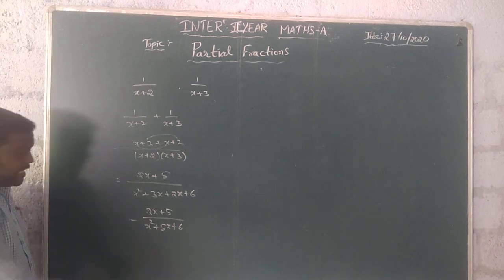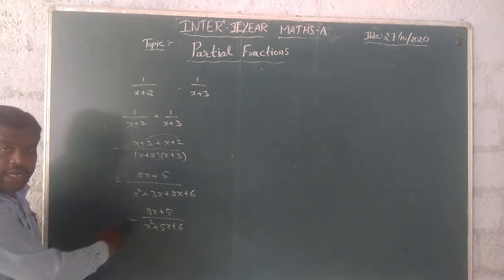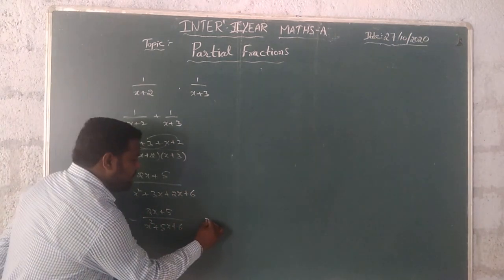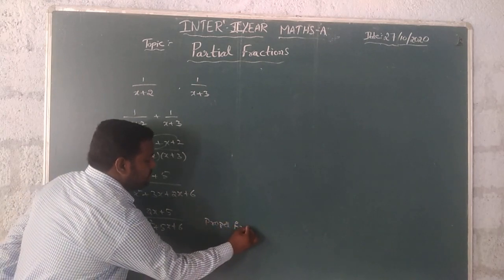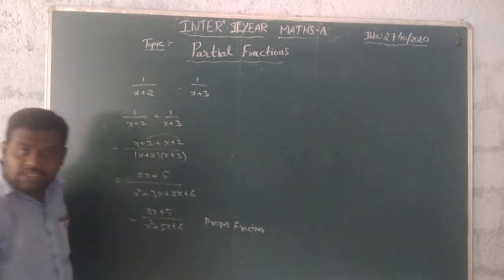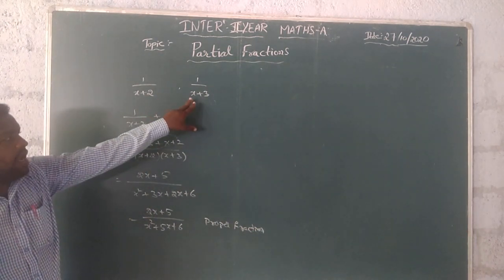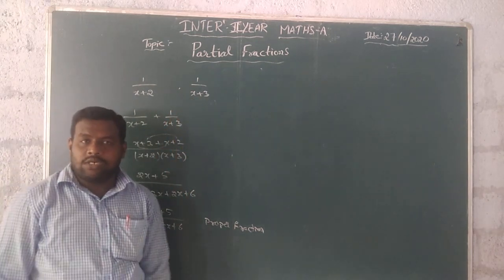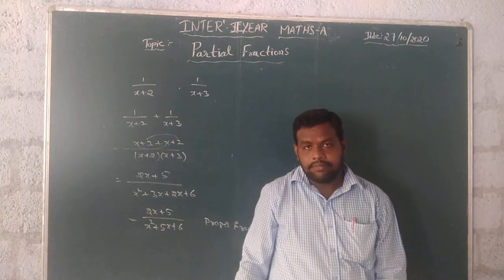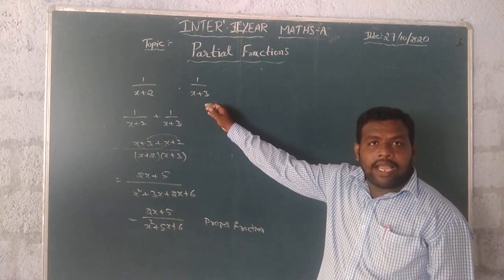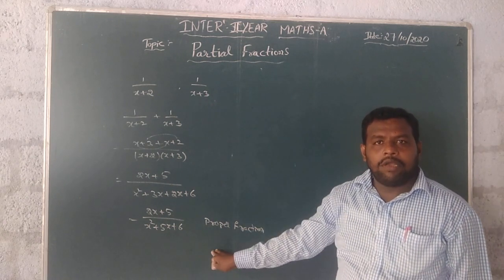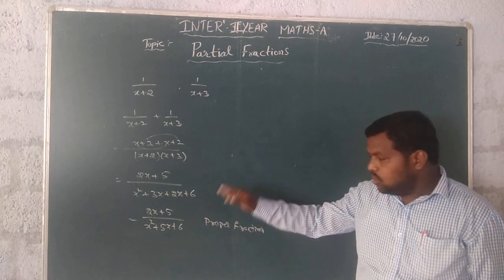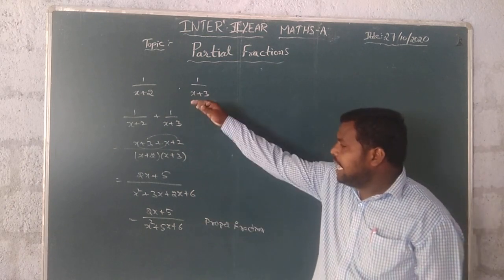So what is the degree of the numerator? 1. Degree of the denominator? 2. So the degree of the numerator is less than the degree of the denominator. So this is also a proper fraction. So the sum of two or more proper fractions gives a proper fraction. Sum of two proper fractions is also a proper fraction. Conversely means reverse. So a proper fraction can be expressed.